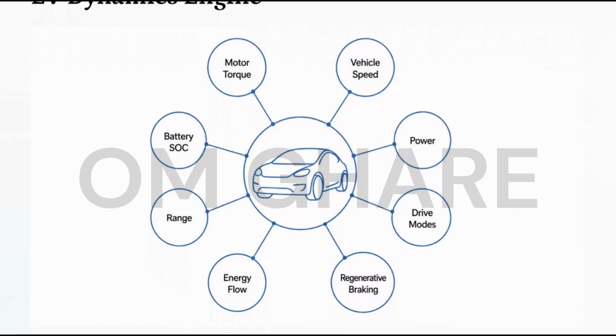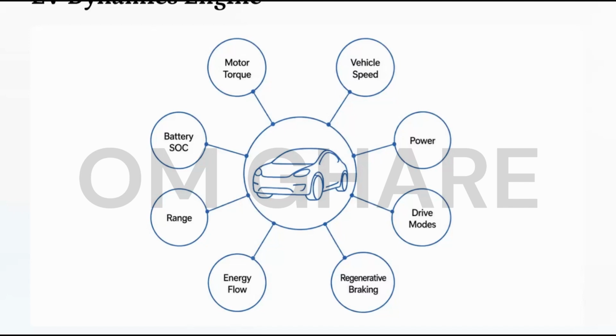Based on the input, the system calculates the motor torque, which determines how much force is available to move the vehicle. Using this torque, the software estimates the vehicle speed and calculates the corresponding power consumption. As energy is consumed, the battery state of charge, or the SOC, gradually decreases. This value is continuously updated to reflect the remaining battery capacity.